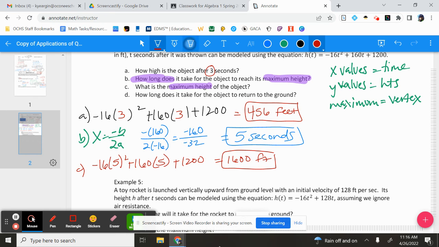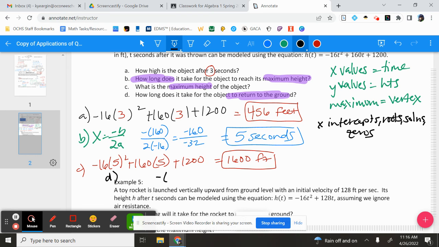Finally here it says, how long does it take to return to the ground? When I say return to the ground, I'm looking for an x-intercept. Remember, they have more names: x-intercepts, roots, solutions, or zeros. And I can find those things by either factoring, setting my factors equal to 0, solving by completing the square, using square roots, or the quadratic formula. I'm just going to use the quadratic formula because it's the easiest.